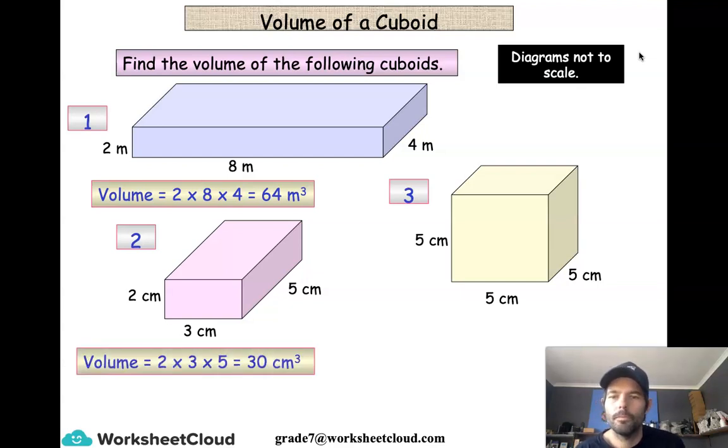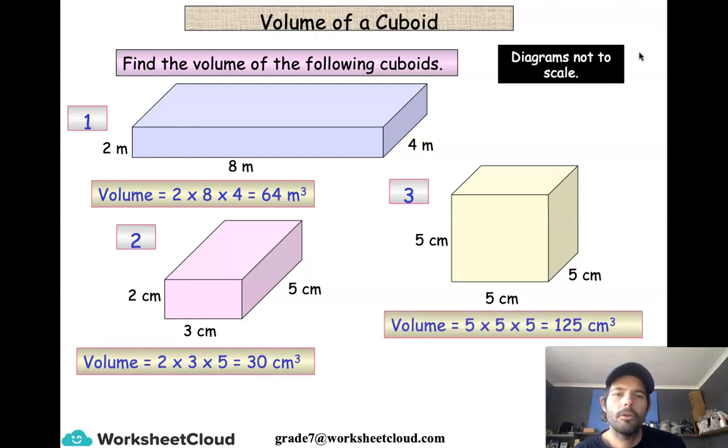Question number 2, 2 times 3 times 5 is 30 centimeters cubed. And question number 3, 5 cubed, 5 times 5 times 5 is 125 centimeters cubed. Okay, so that would be volumes of cuboids and cubes.